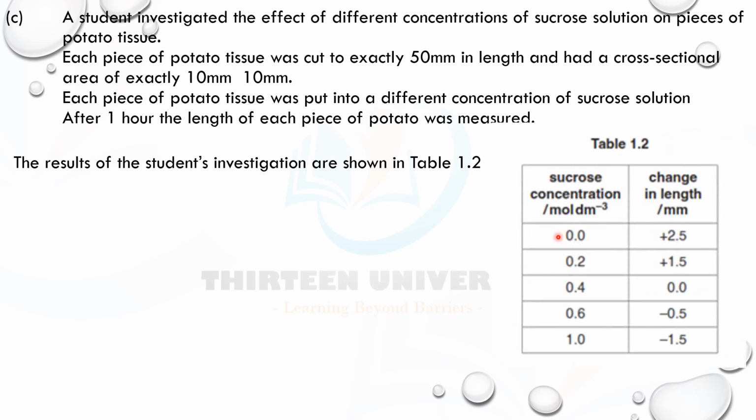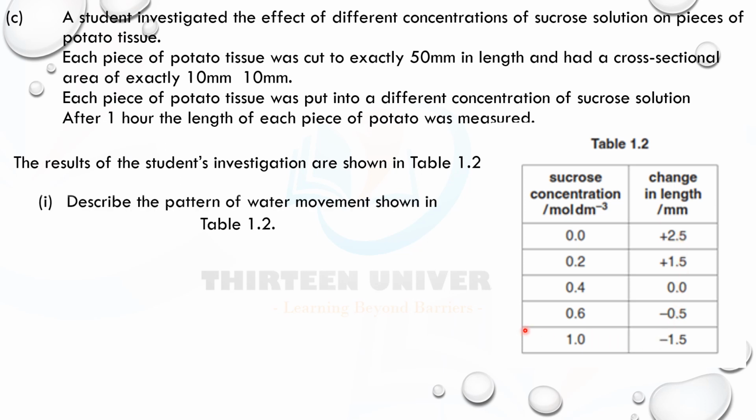Okay, now this is sucrose concentration, which is the independent variable, causing change in length. At 0, this is the change in length. It has the highest, 0.2. So as concentration is increasing, the change in length is decreasing. Okay, why? Look at this question.